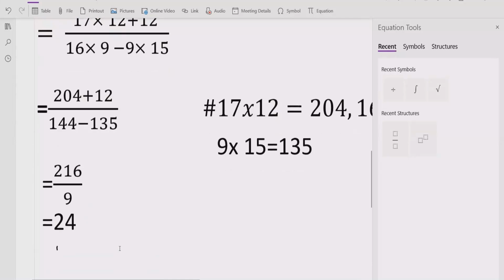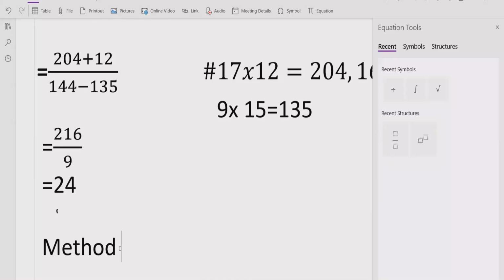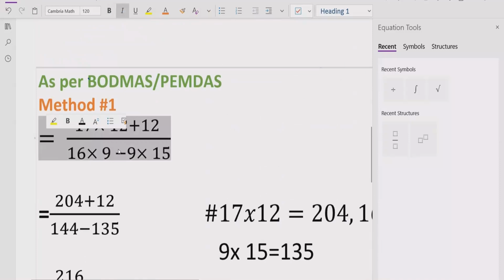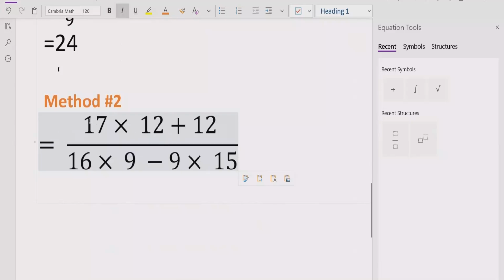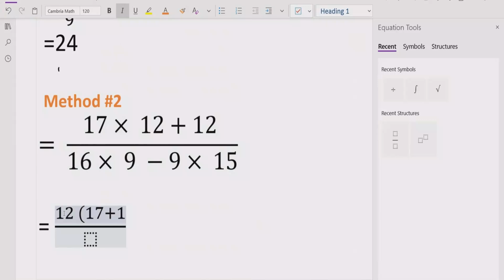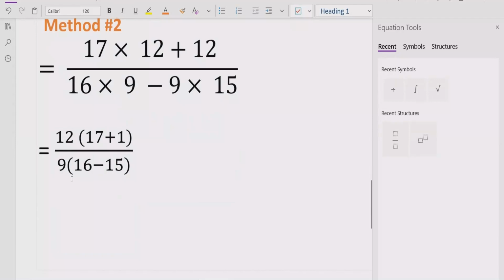This is method 1, and we have here method 2, which is very simple. So now we will discuss method 2. We will write this expression as it is. Now as you can see, in the numerator we have one term, and here we have plus 12. So we can take the common factor 12 and write 12 times 17 plus 1. In the denominator the common factor is 9, so we can write 9 times 16 minus 15. Now the numerator and denominator become very simple. We write 12 multiplied by 18, and in the denominator 9 multiplied by 1, because 16 minus 15 is 1.